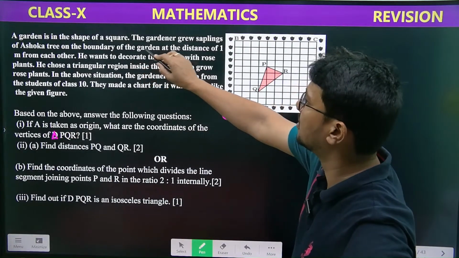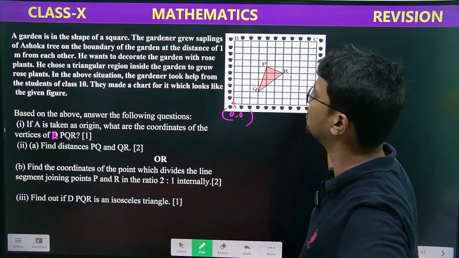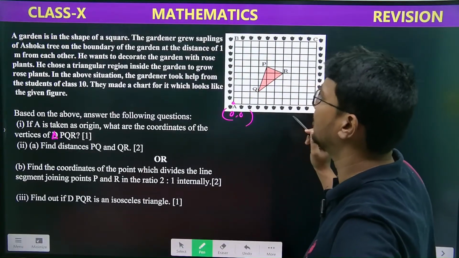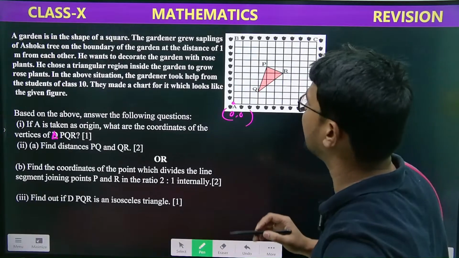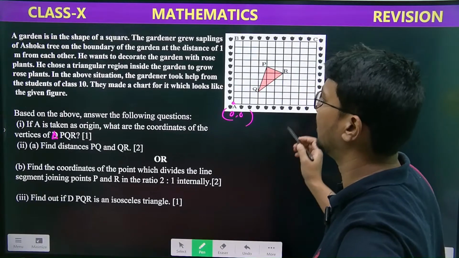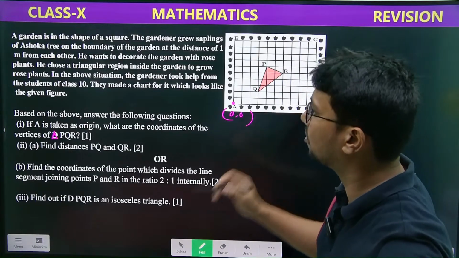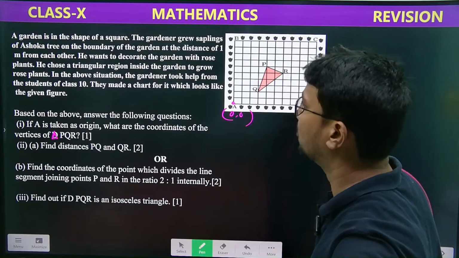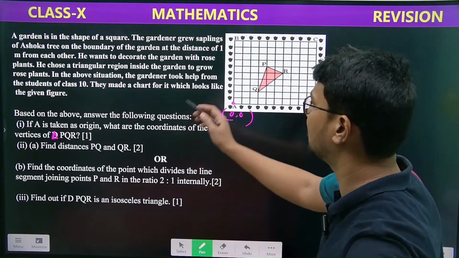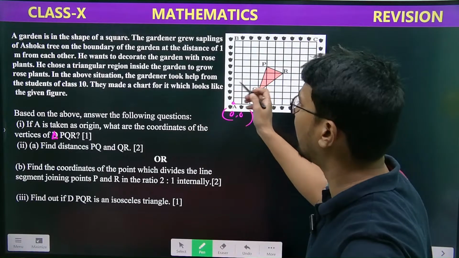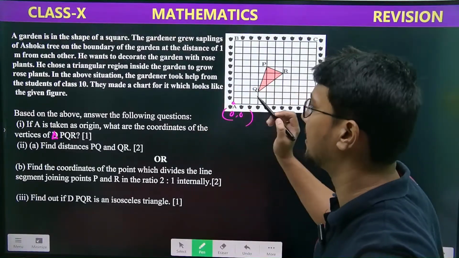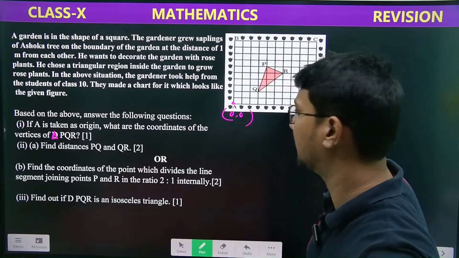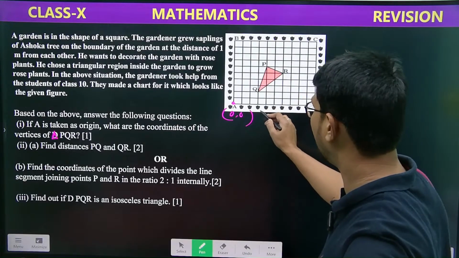A garden is in the shape of a square. The gardener grew saplings of Asoka tree on the boundary of the garden at a distance of 1 meter from each other. Okay, he wants to decorate the garden with rose plants. He chose a triangular region inside the garden to grow rose plants. In the above situation, the gardener took help from the students of class 10. They made a chart for it which looks like the one given below. Okay, all are at 1 meter distance.